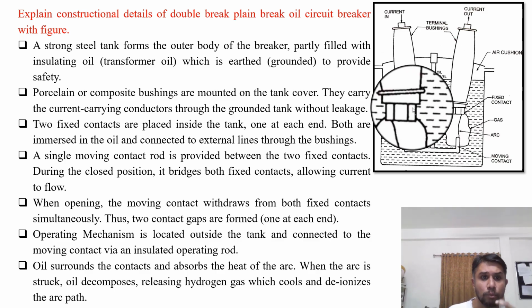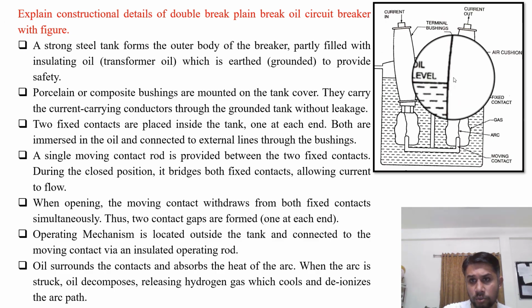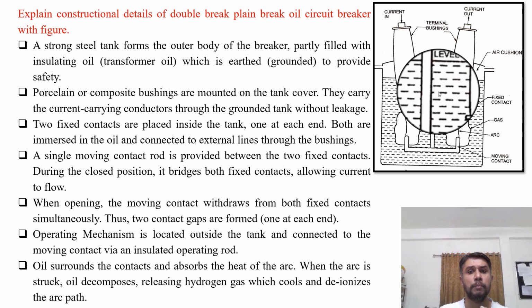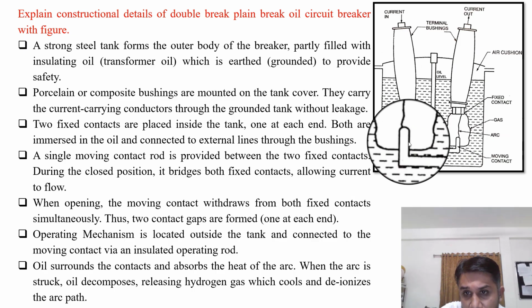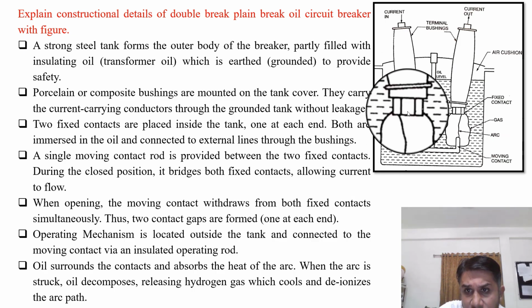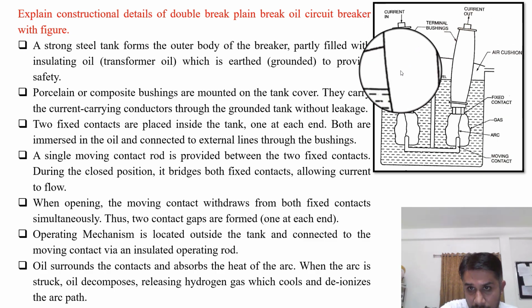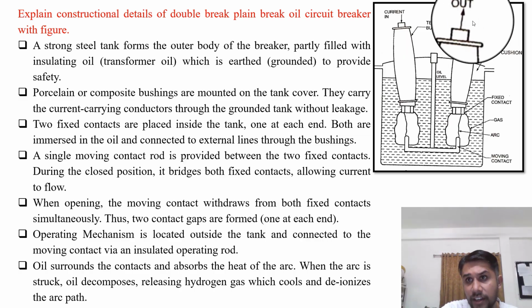Now, a single moving contact rod is provided. This single moving contact rod is available between the two fixed contacts. During the closed position, it bridges the fixed contacts. So during the closed position, this contact is fixed in this and this in this. This forms closed contacts and allows the current to flow during normal operating conditions. So current will flow through this, entering and leaving like this.